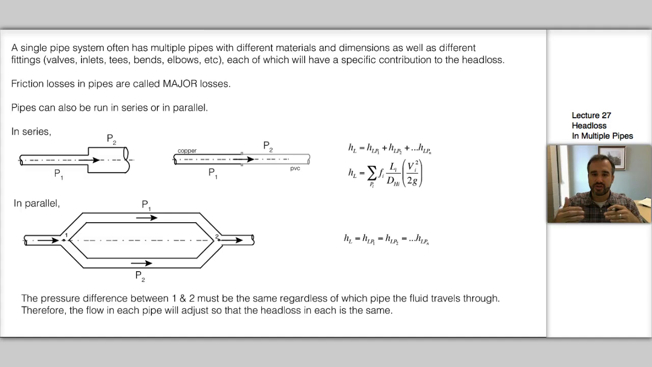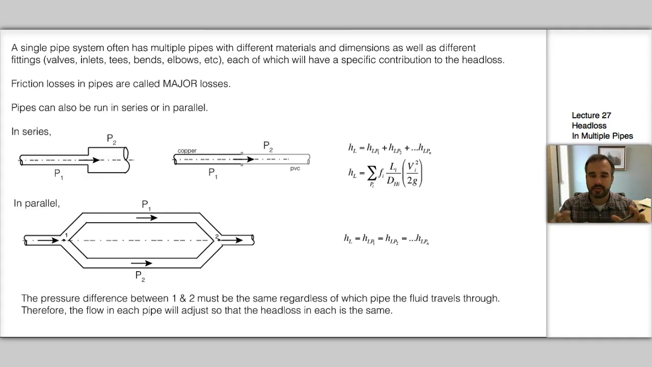And the way it adjusts that is, if you have pipes of different diameter or different friction factors, the only thing left to change then is the velocity in the pipes. And so since we have a Q coming in at point 1, the same Q leaving, what it means is that the flow will partition itself between the different pipes such that the pressure difference is the same. So the head loss is the same.